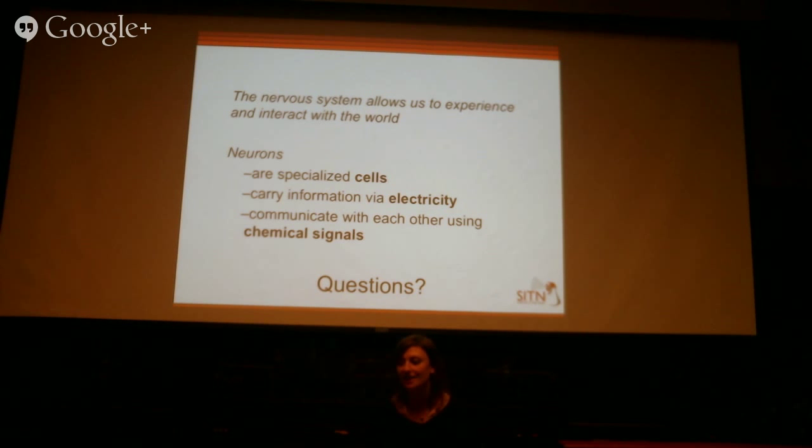That's a great question, and it is true. There are axon-axonal connections between cells. A cell can even make a connection onto itself. Great question.